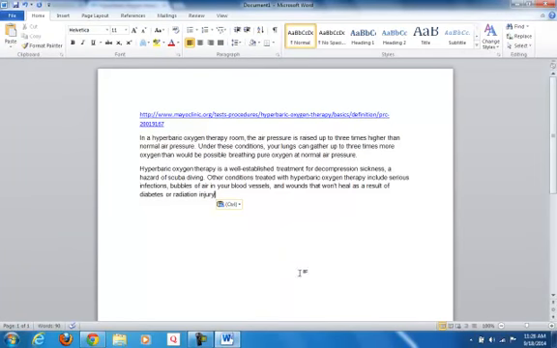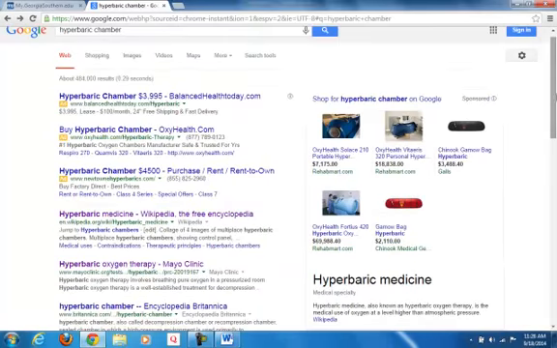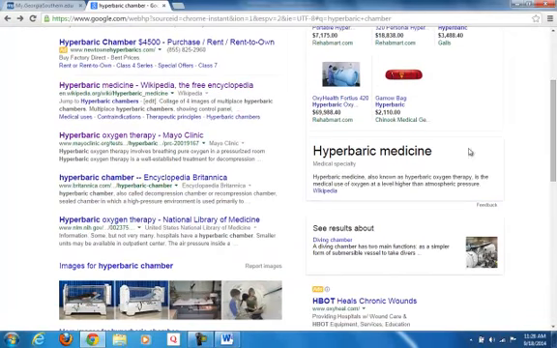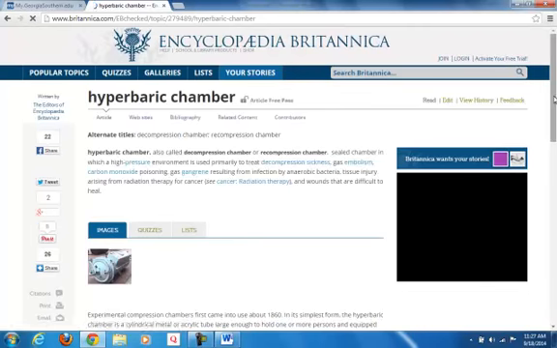Now that I got a couple of things from the Mayo Clinic site, I'm going to go back one step and start looking at other sites. Up next we have the hyperbaric chamber entry from the Encyclopedia Britannica. Well, encyclopedias are generally good. They can be a little bit wordy, but they generally have really good information.